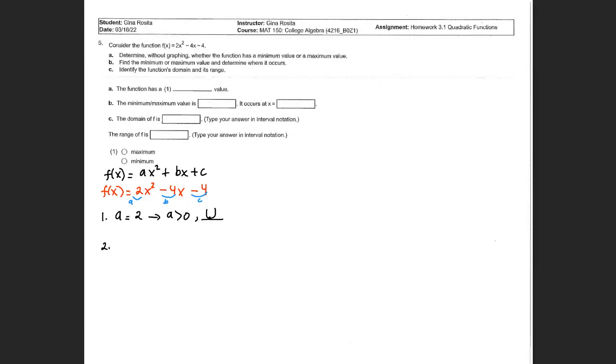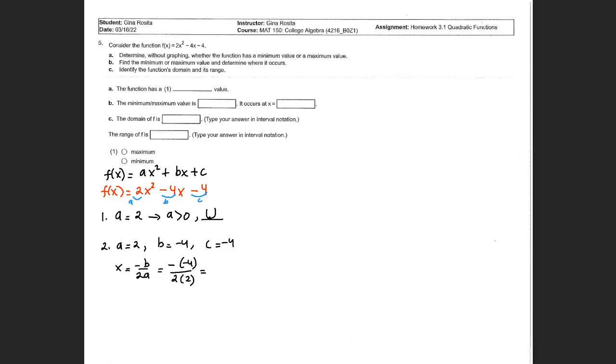Now find the vertex. From the problem, a equals 2, b equals negative 4, c equals negative 4. Find the vertex first. x equals negative b over 2a. Let's plug in. Minus b is negative 4, over 2 times 2.